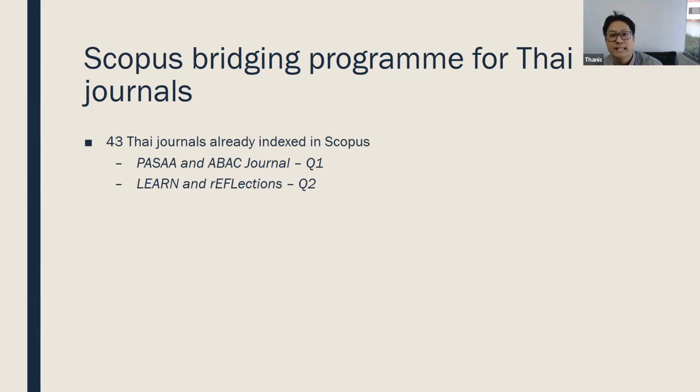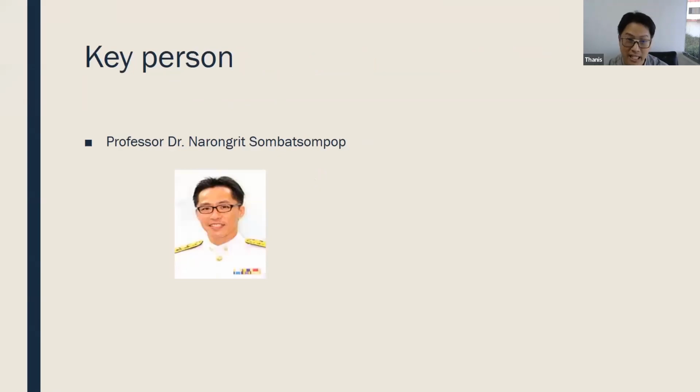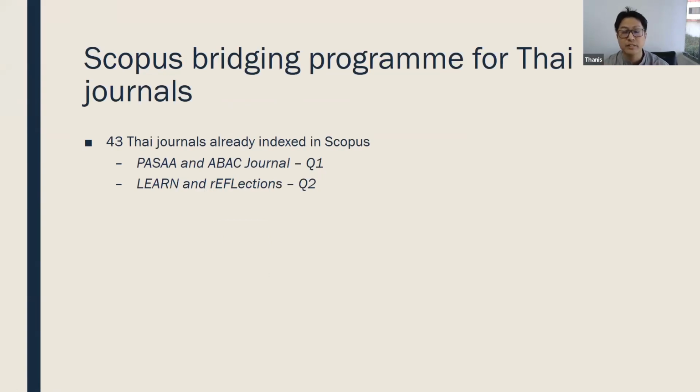So right now, Ajahn Narongrit, I have his picture here. Professor Dr. Narongrit Sombatsompop, I hope you have heard of him because he's the head of TCI. He's the key person in helping Thai journals and paving the way for them to get into Scopus. He has been working closely with Scopus, and Scopus allows Ajahn Narongrit to select the journals to be included. So literally, if Ajahn Narongrit and his team believe that your journal is good enough, then Scopus would believe it is good enough as well. So that's what we call a fast track.